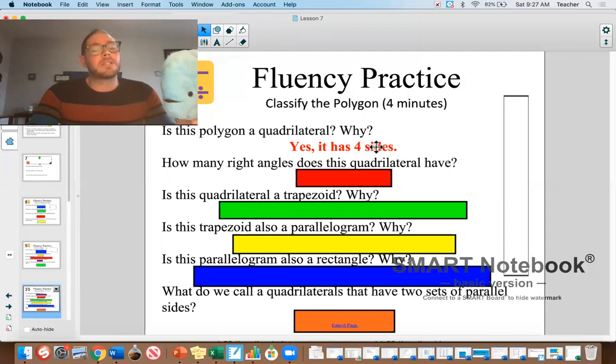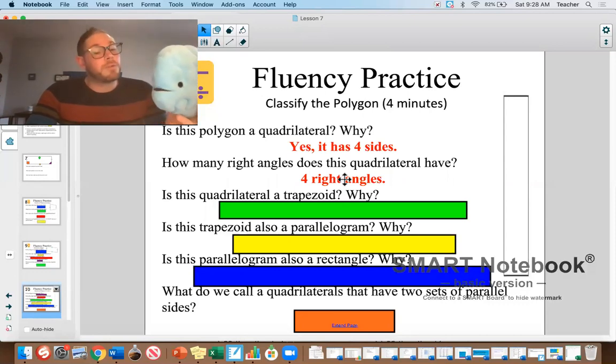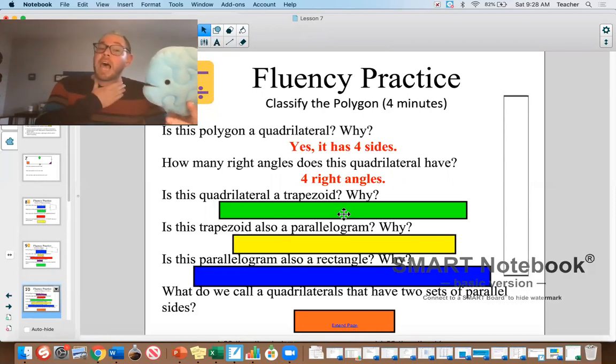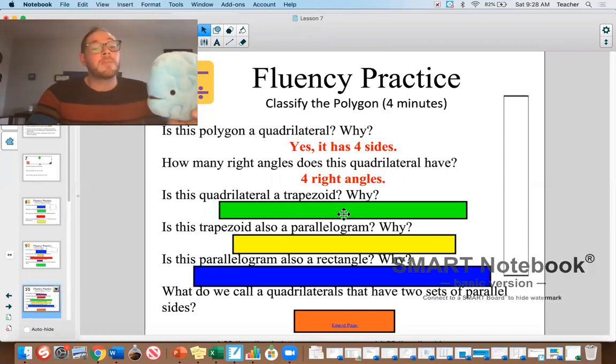Remember to say your answer out loud. Brain, how many right angles are there? Four right angles. Good work. Is this quadrilateral a trapezoid, brain? And remember to say why. Grade 3s at home, make sure you're saying out loud whether it's a trapezoid or not, and saying why.